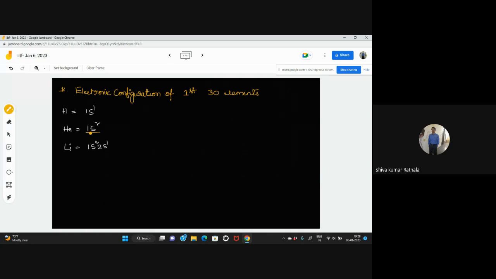Okay, here the 1s2 configuration is nothing but what? Helium, no? So we can write helium core 2s1. Now hydrogen, helium, lithium, next one beryllium.